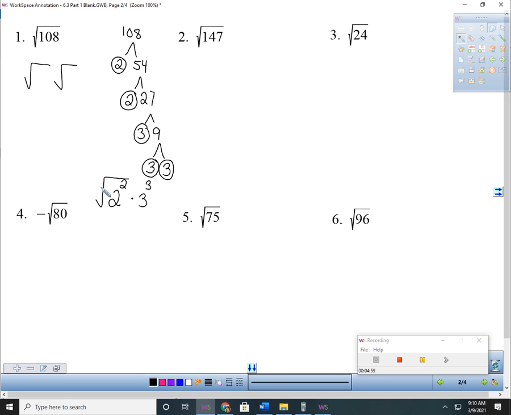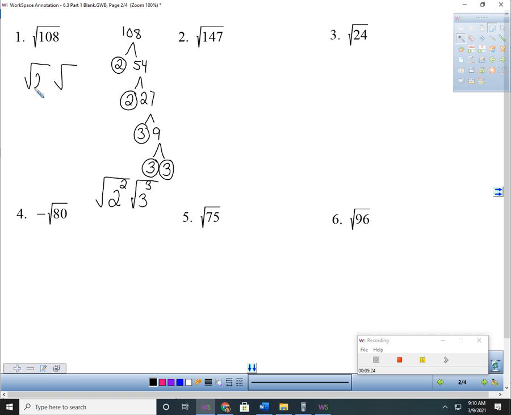Yes. 2 divided by 2 is 1. So therefore, this is a perfect square. But if I were to square root this one, would 3 divide by 2? No. So I have to split this one up.